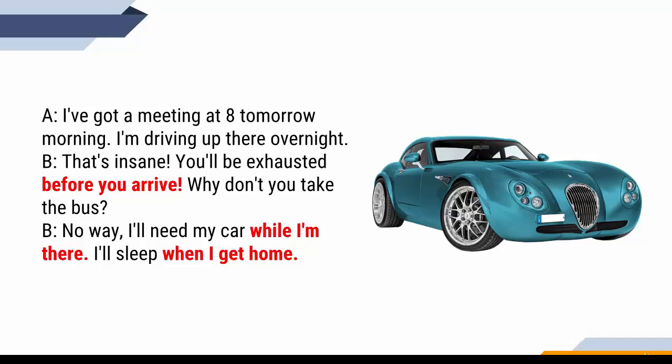So deliberately I read some parts of the text a little bit slower. These exactly are the future clauses. You'll be exhausted before you arrive. I'll need my car while I'm there. I'll sleep when I get there. Look at these three sentences. What do you notice? As structure, they are identical. So in the first part, you have will future. After that, some kind of linking.